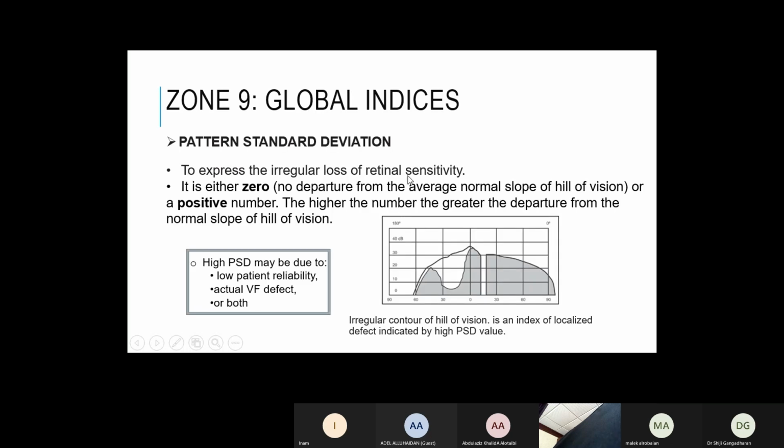Okay. Pattern standard deviation expresses the irregular loss of retinal sensitivity. It's either 0 or positive. If it is 0, it means the shape is normal. It doesn't mean the visual field is normal. It means the shape is normal. There are no deep scotomas, no specific scotomas in the visual field. If it is positive, that means there are some scotomas in the visual field. Some areas are decreased compared with the normal.